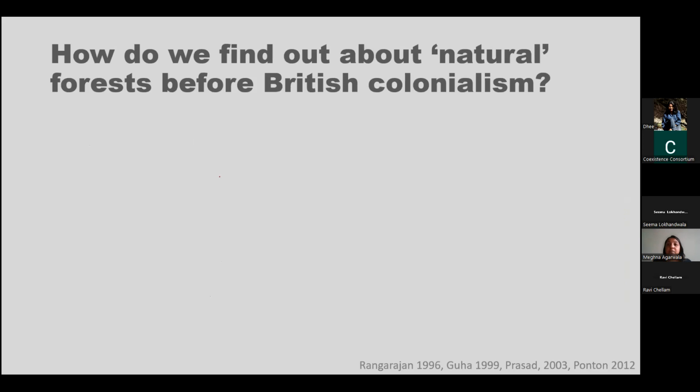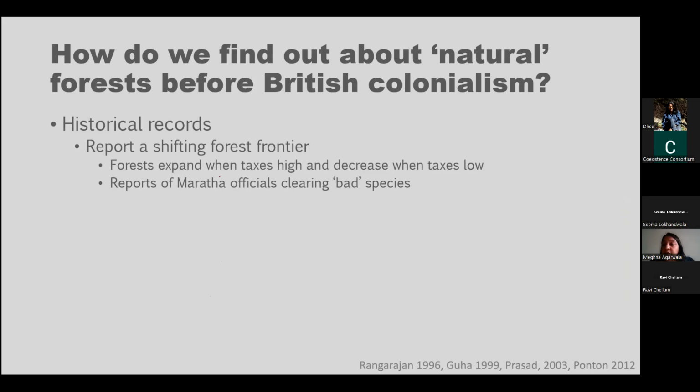Okay. And so then I tried to see if I could get records from before the British era, when they really transformed the forest, to understand what the forest was at that time. One thing you find from the historical records is that there's a shifting forest frontier. When taxes were high and people were disincentivized to practice agriculture, the forest would expand. And when taxes were low and people were incentivized to practice agriculture, the forest would contract. So the forest frontier was always shifting.